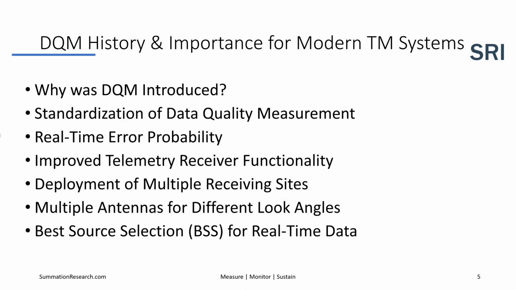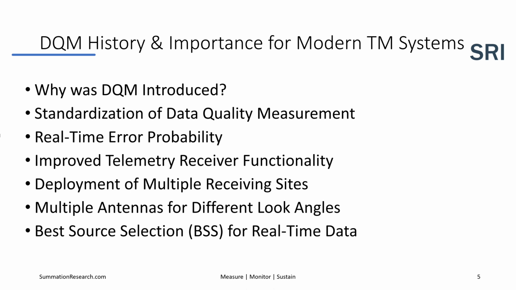Best source selection for real-time data. The primary role of BSS is to ensure that the program staff in the telemetry room receive the best possible telemetry data in a real-time scenario. Data quality metric plays a crucial role in this process, providing accurate real-time data quality metrics that inform the selection of the best data source.